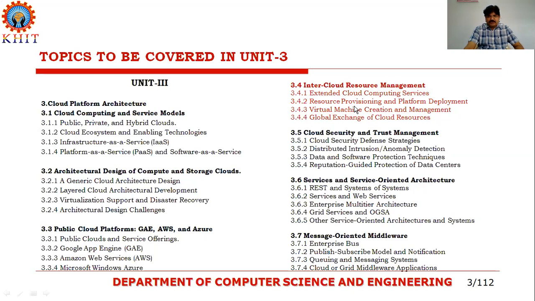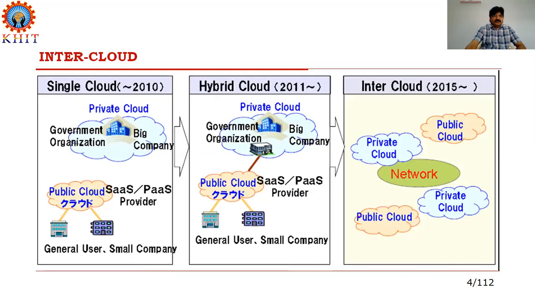Now let us move to the intercloud. Here there are three different types of clouds, namely single cloud, hybrid cloud, and intercloud. As we are well aware of what is a private cloud, what is a public cloud, and what is a hybrid cloud, these clouds we already discussed.